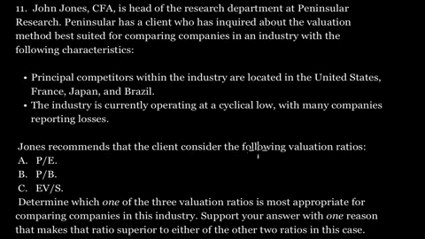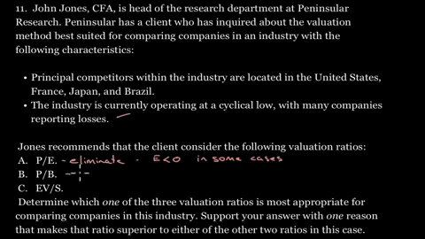Jones recommends that the client consider the following valuation ratios: PE, price to book, and enterprise value to sales. Determine which one of the three valuation ratios is most appropriate for comparing companies in this industry. Support your answer with one reason that makes that ratio superior to either of the other two ratios in the case. Well, let's start with the first one, price to earnings. We can eliminate that one right away. And why are we eliminating that one? Because of this point over here, that earnings are less than zero in some cases. So there's a good reason why we want to eliminate that.